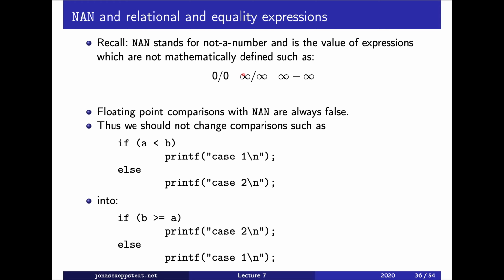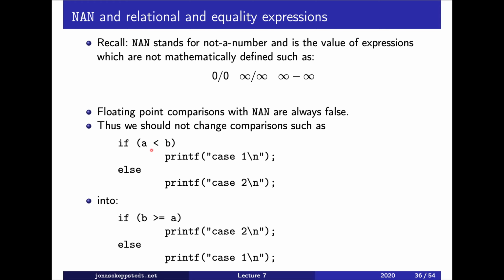That means something which is not mathematically defined, such as one of these. And the interesting thing is that we can change the behavior of the program even though it looks as if we don't. The reason is that a comparison with a not a number is always false. So if A or B is false, then we will always go to case 2. And that's how it is.